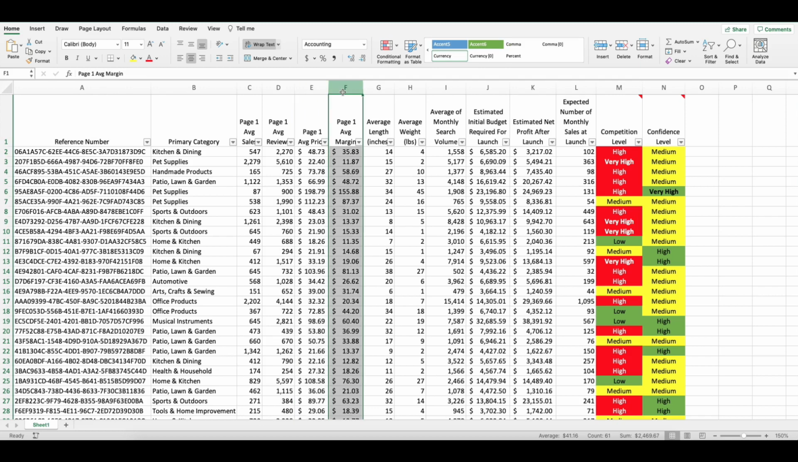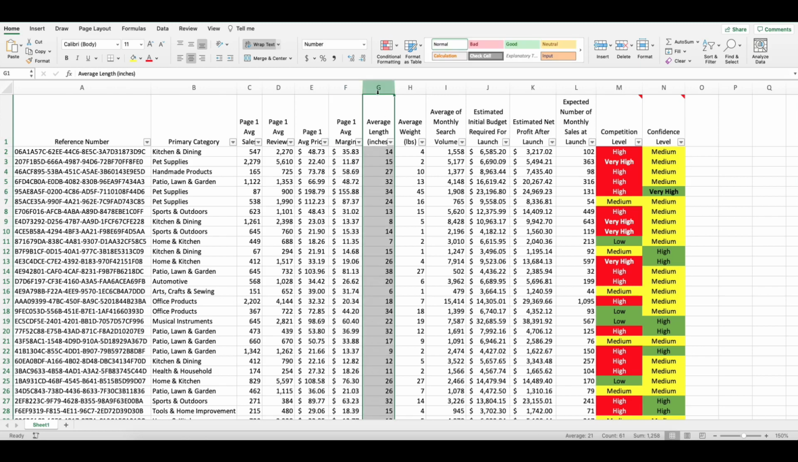Column F is the page one average margin, and margin in this particular case is the profitability after Amazon's fees. It does not take into account the product cost or shipping costs or any other fees associated with it. So essentially, if you take column E and subtract out column F, that gives you what the Amazon fees are on average for this particular product.